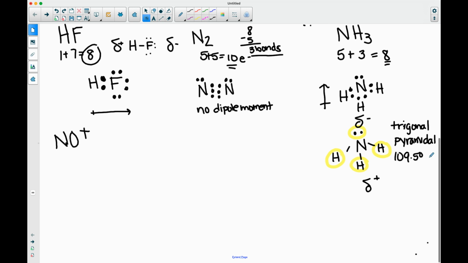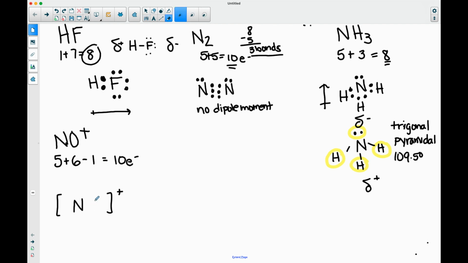Last one on this page for us, last one in number 4, NO positive. Again, we add up valence electrons. Positive charge means take 1 away, means that we have 10 electrons to work with. I have 2 atoms with 10 electrons. Looks to me like they're going to bond the same way that nitrogen N2 did. 6 in the middle, 2 on top for each.